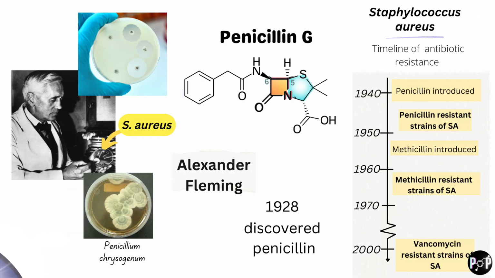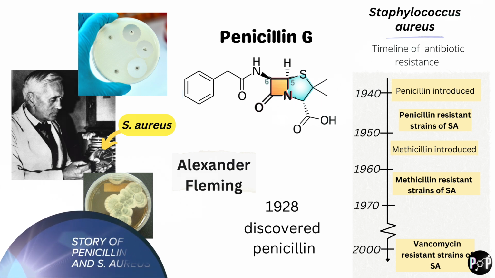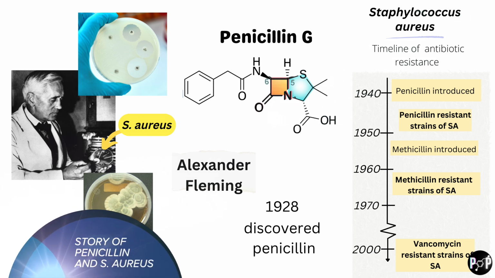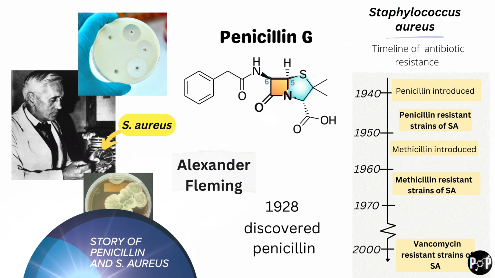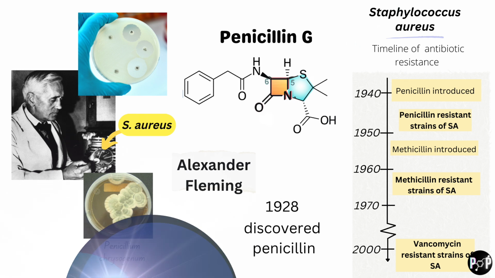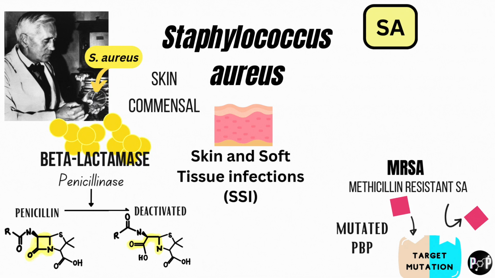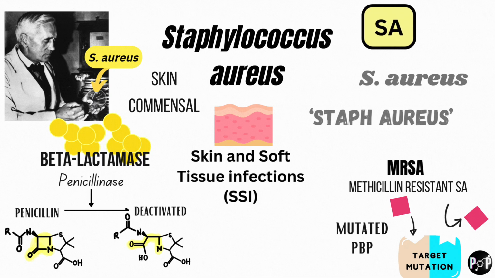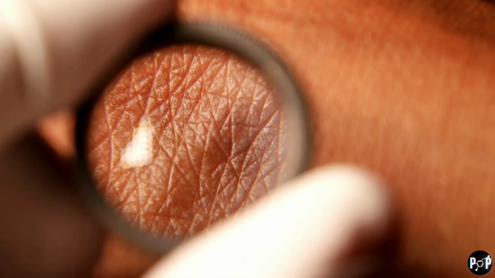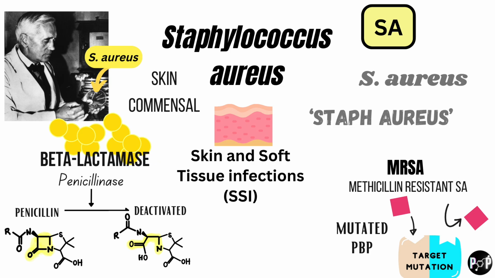The first and most famous beta-lactam, penicillin, was discovered by chance by a microbiologist called Alexander Fleming, who at the time had been growing Staphylococcus aureus on various petri dishes. Staphylococcus aureus, also known as Staph aureus, is a skin commensal routinely found residing on human skin along with other normal skin commensals. It is the main organism associated with skin and soft tissue infections.